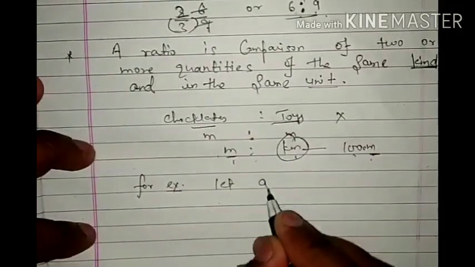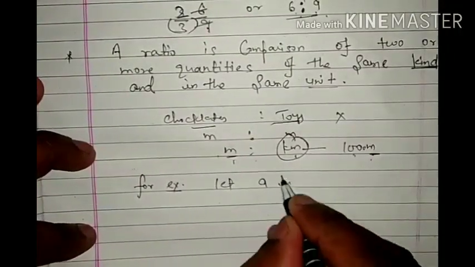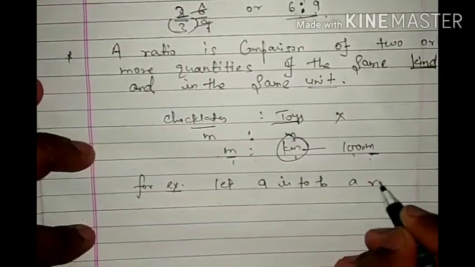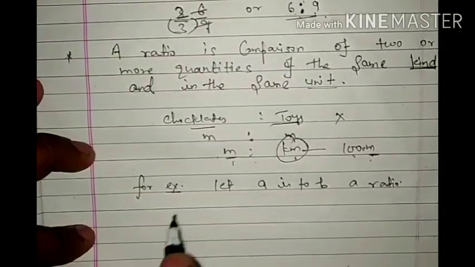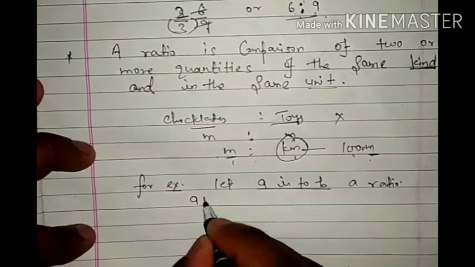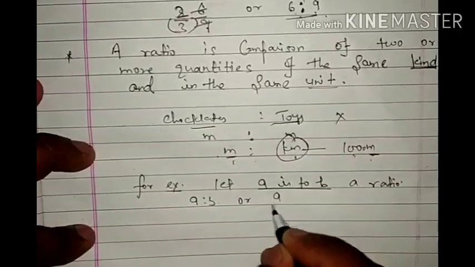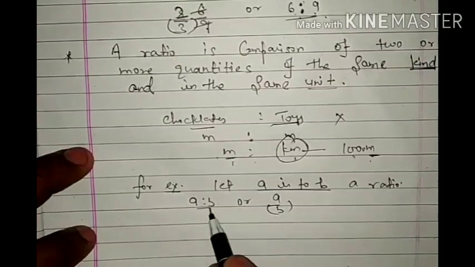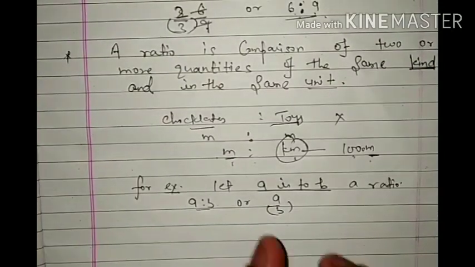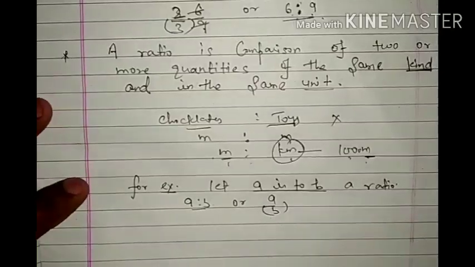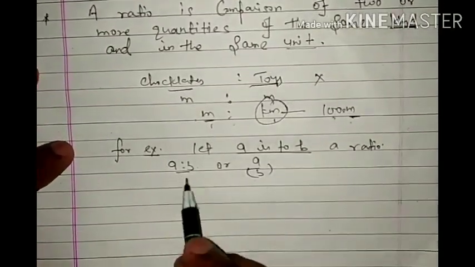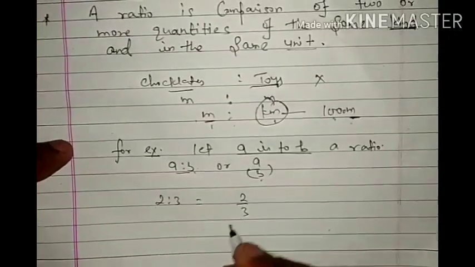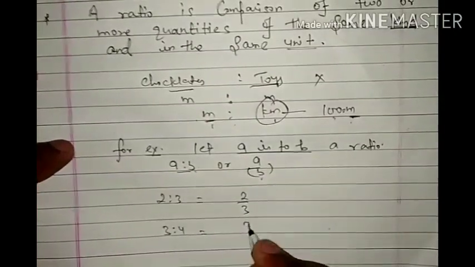For example, let A is to B be a ratio. A is to B can be written as A ratio B or A by B. Suppose we have any two quantities, A by B or A is to B. Any ratio can be expressed in the form of a fraction. A ratio B can be written as A by B, or 2 ratio 3 can be written as 2 by 3. 3 ratio 4 can be written as 3 by 4.